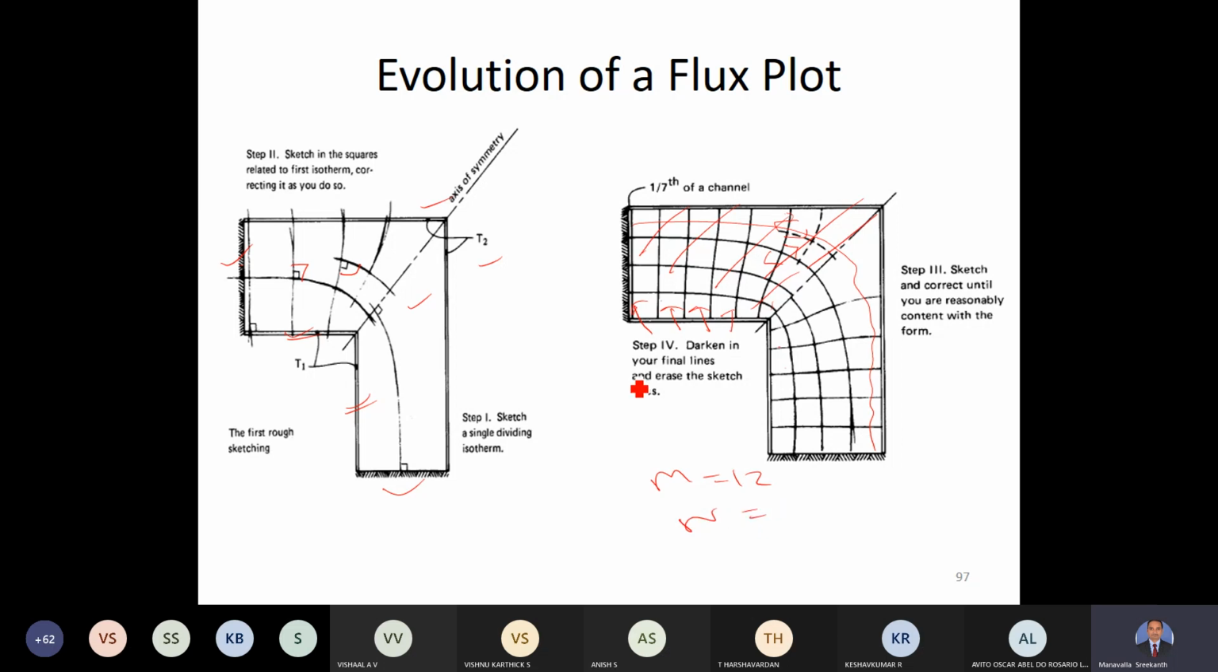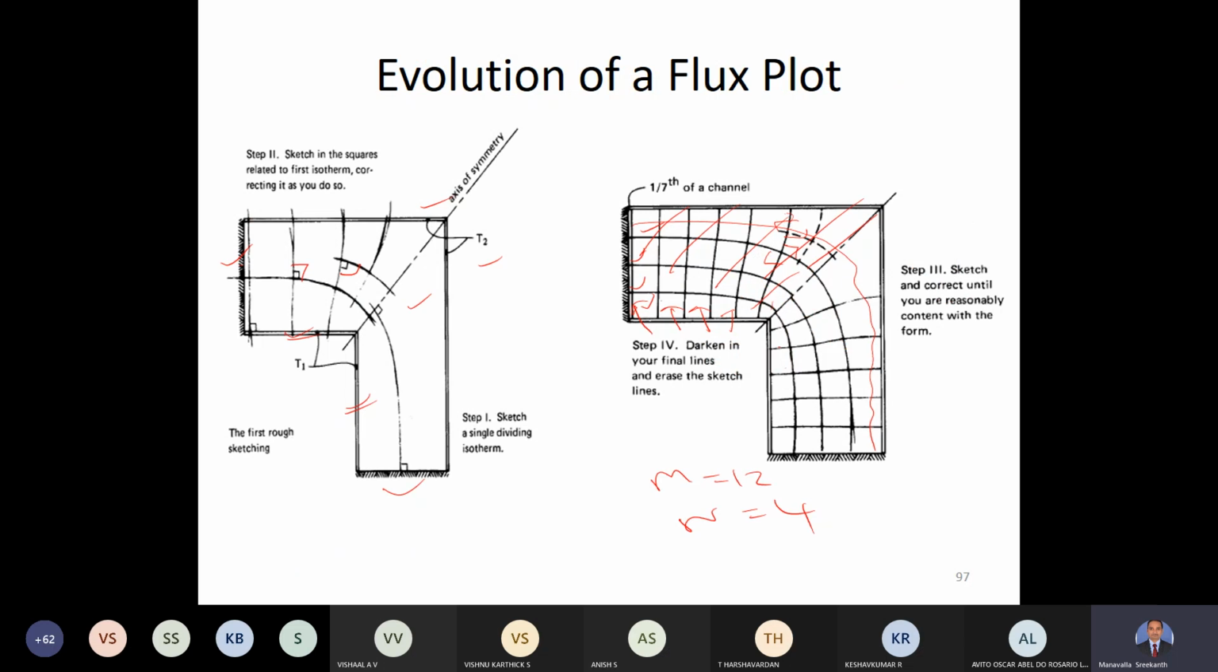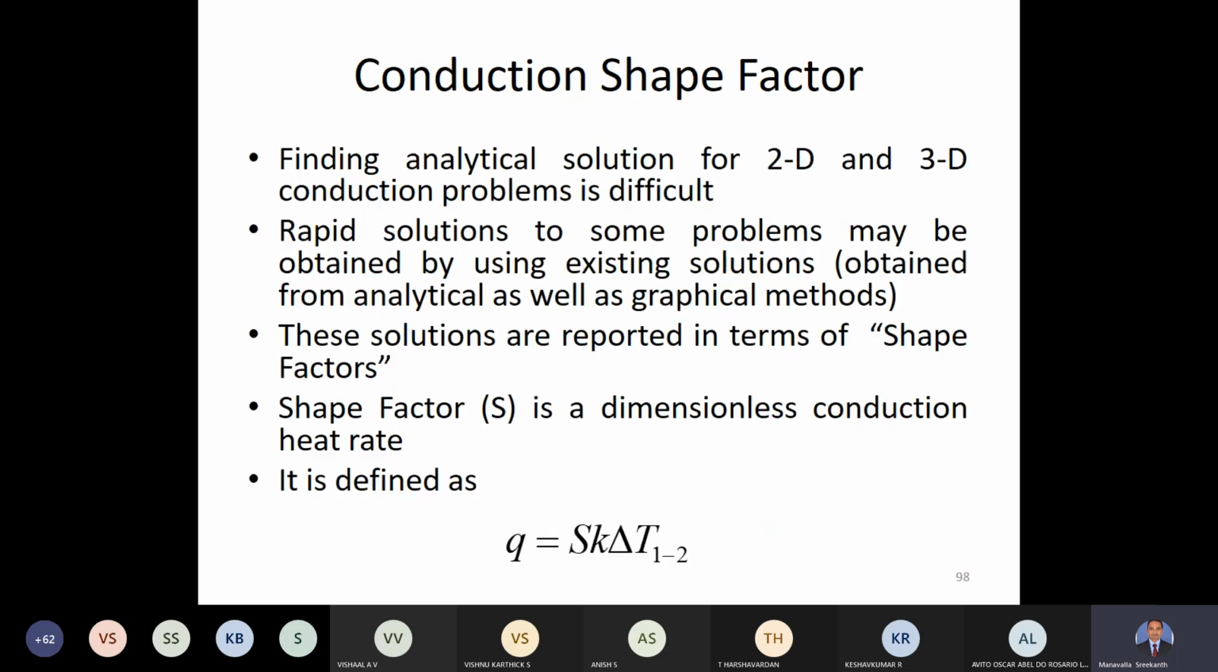Then N is equal to how many temperature gradients am I breaking this into? This side is T1, this side is T2. 1, 2, 3, 4. N is equal to 4. So in this way, I will be able to estimate the values of M and N. Then L will be given, and the K will be the material property, and the temperature difference T1 minus T2 will be involved in finding that.